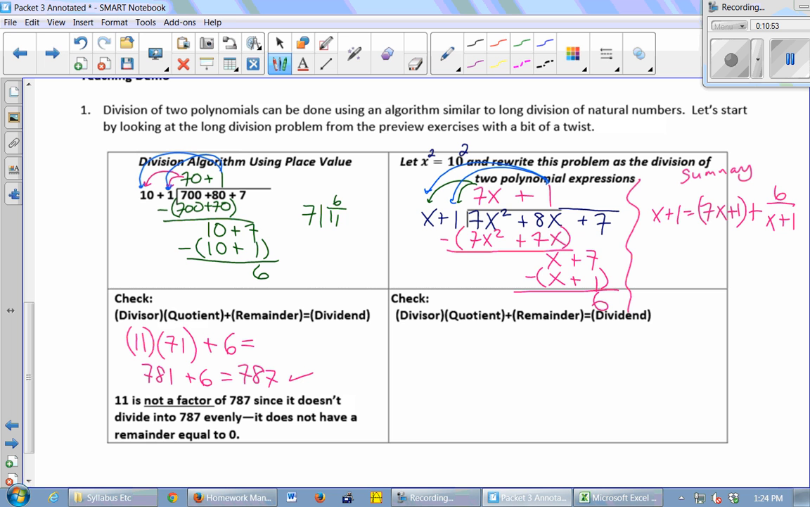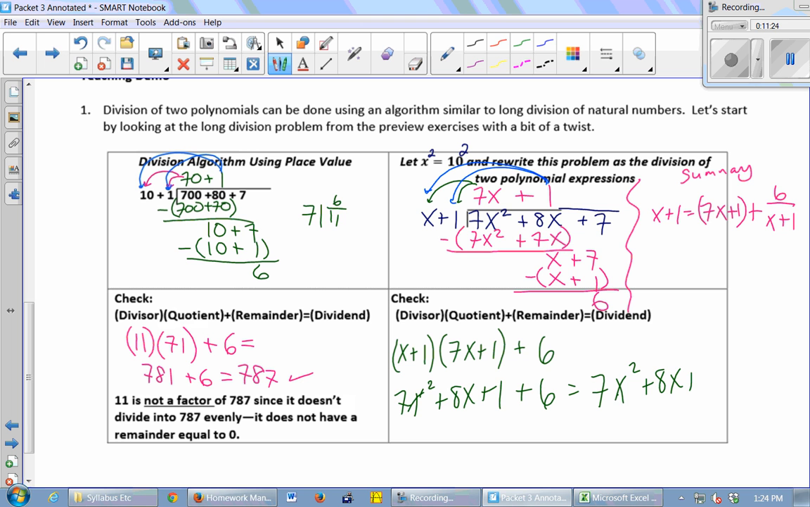Okay, now when I do it with polynomials, my divisor was x plus 1. My quotient is 7x plus 1. My remainder is 6. If I multiply the x plus 1 times the 7x plus 1, just FOIL it out, you get 7x squared plus 8x plus 1, and you still have this plus 6. So that's 7x squared plus 8x plus 7, which was our original dividend. Check.